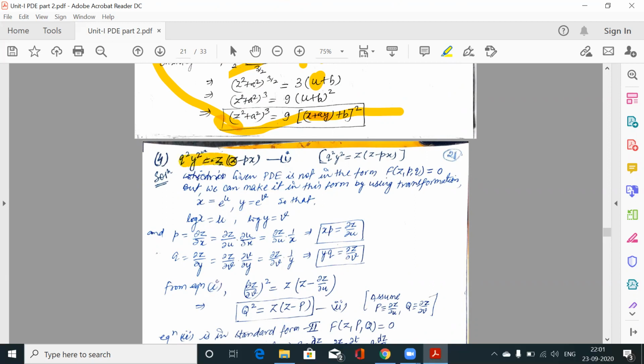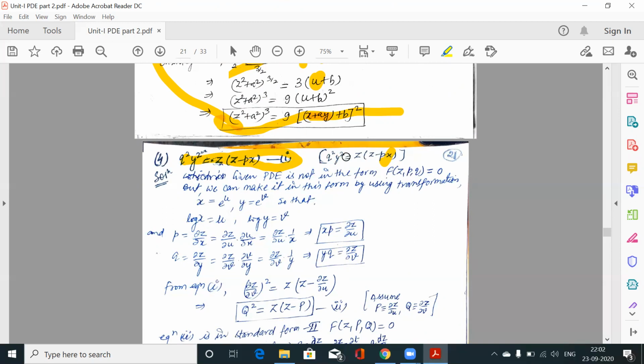So this question is not in the standard form 2. Why? Because this contains x, and y is also here. To make this a standard form 2, we have to eliminate x and y from here.